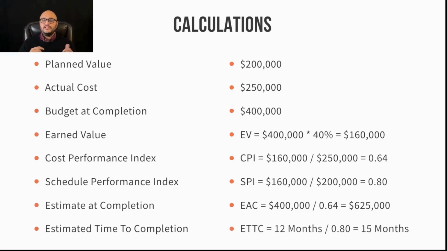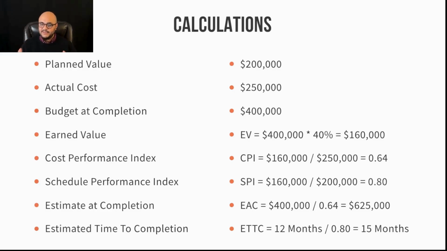You can do a very similar thing in terms of time, your estimated time to completion. Okay, well, I estimated that it's going to take me 1 year or 12 months. 12 months divided by how well I'm doing in terms of the schedule, which is my schedule performance index, gives me 15 months. It tells me, hey, if you keep doing things the same way you're doing them now, you're not going to finish the project at 12 months. You're actually going to finish it at 15 months.